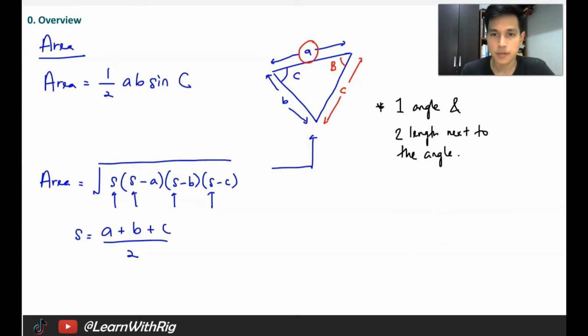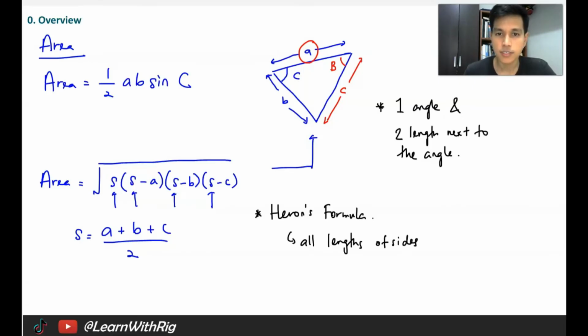Side by side. The next formula, Heron's formula, right here, you use when you have all the lengths of sides. All three sides of the triangle, you have the length. When you have all three lengths, then you can use this formula. There are no angles involved. Heron's formula has no angles involved. So those are the two formulas that you have to know for this chapter.